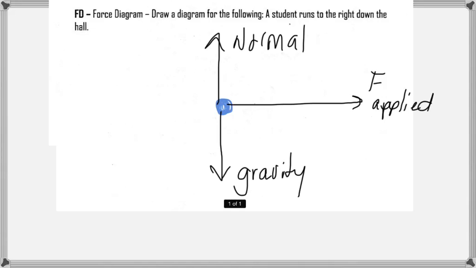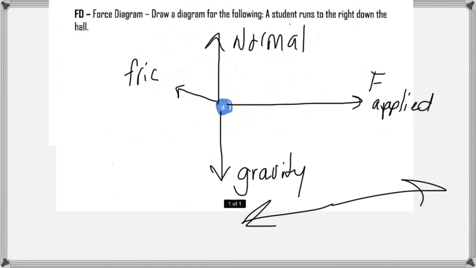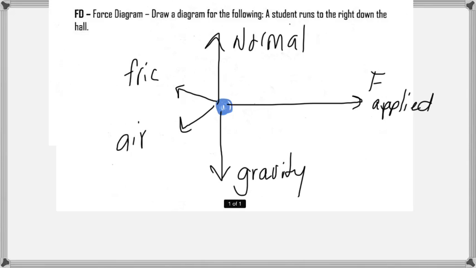Okay, and anytime you see applied force, there's always going to be friction. So friction is like the hater of applied force. Anytime applied force wants to go this direction, friction wants to go that direction. Kind of like a hater, always trying to pull you down. So you got friction, and then you also have air resistance. Okay? And that's about it.